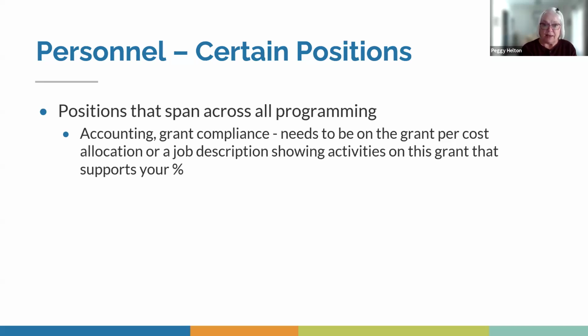personnel positions that are agency-wide, they work for the whole agency, like accounting or grant compliance, should be on this grant 25%. If you're wanting to increase that, then you need to show activities on the grant that support your percentage. So for instance, if your regular cost allocation is 20%, we wouldn't expect to see an accountant on this grant 50% without a really good detailed explanation about what their activities are particular to this grant.